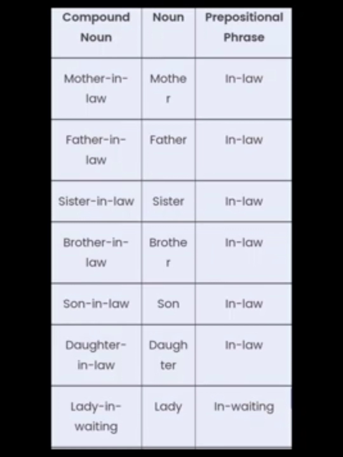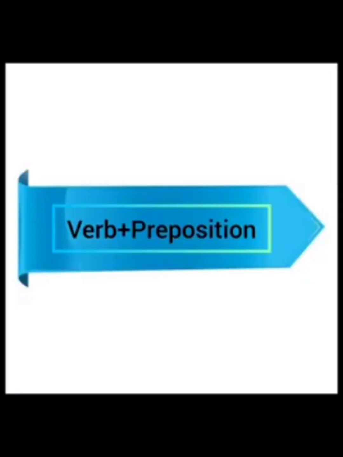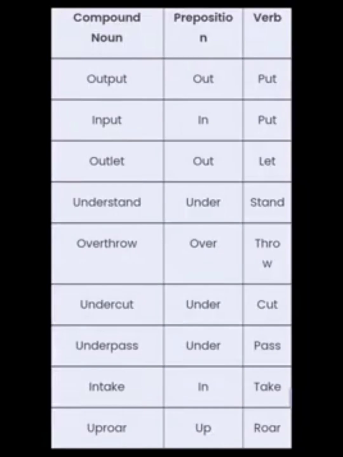Next combination is of preposition plus verb. Out, put. In, preposition, put, verb, input. Outlet, understand, overthrow, undercut, underpass, intake, uproar. These compound nouns are formed with the help of preposition and verb combination.